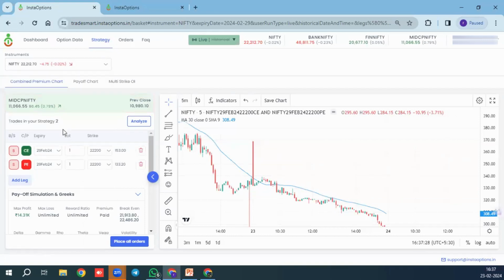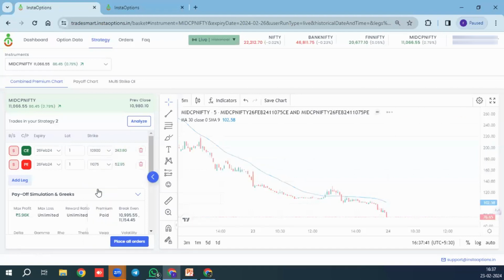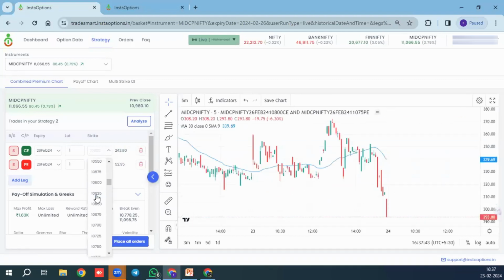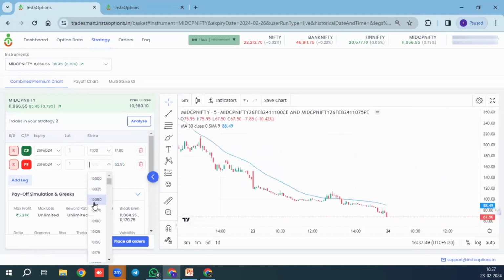Mid cap will be on Monday, right? So this will be more relevant now. Okay, mid cap, I will select a premium. Here's 75 now. Okay, sorry. I'm selecting a premium which is around 17 or 18. So see here, I'm just showing you an example.